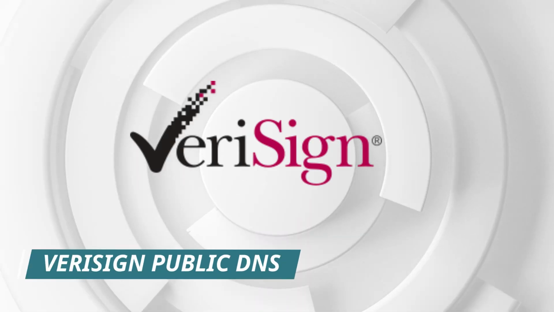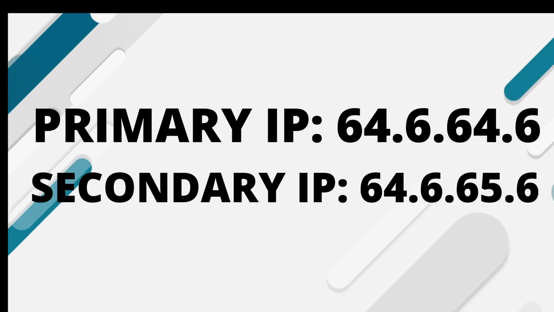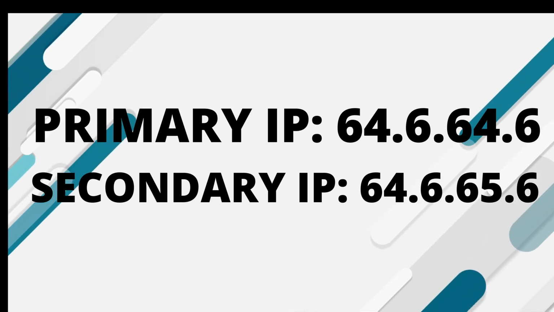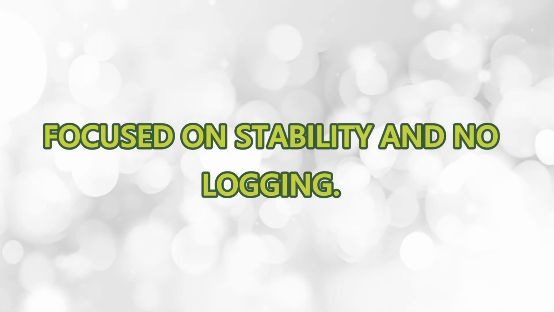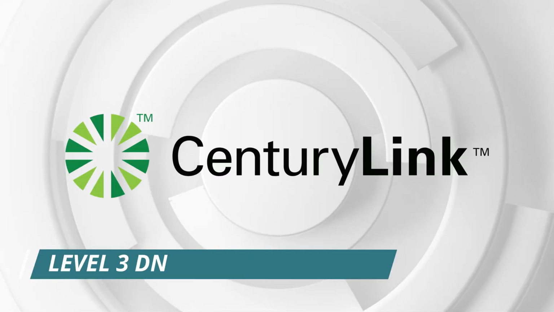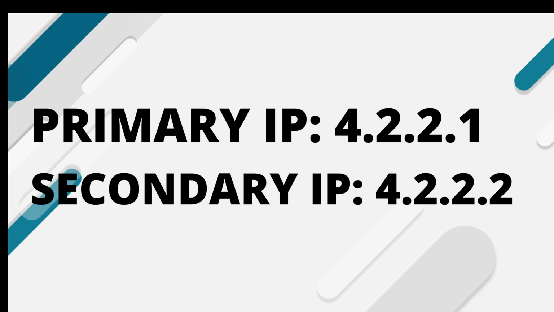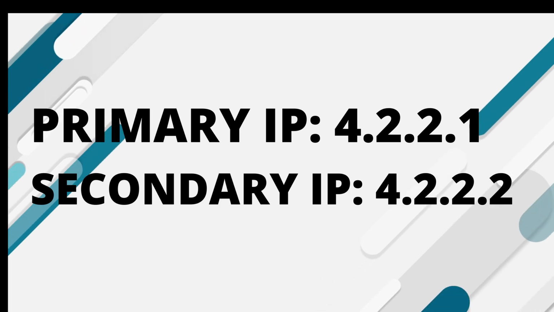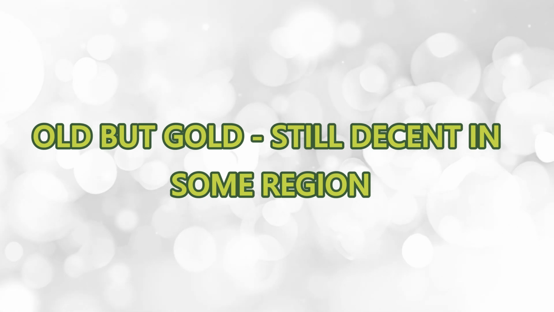Number 9. VeriSign Public DNS. Primary IP 64.6.64.6. Secondary IP 64.6.65.6. Focused on stability and no logging. Number 8. Level 3 DNS, now CenturyLink. Primary IP 4.2.2.1. Secondary IP 4.2.2.2. Old but gold, still decent in some regions.